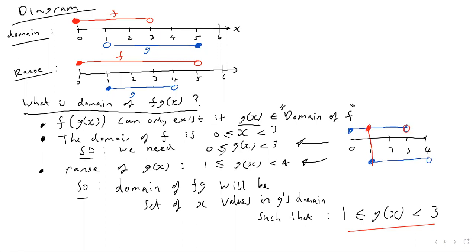So we need x values such that, well, we've got a range of g values between 1 and 4, but we need g to be between 0 and 3 because the domain of f is 0 to 3. So where do these regions intersect? They intersect at 1 to 3.